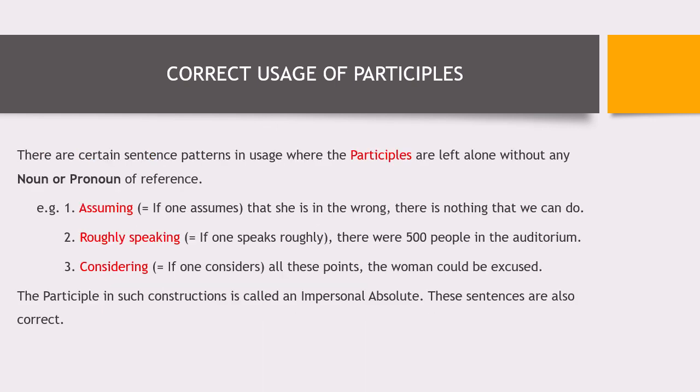There are certain sentence patterns in usage where the participles are left alone, without any noun or pronoun of reference. For example, 1. Assuming. If one assumes that she is in the wrong, there is nothing that we can do. 2. Roughly speaking. If one speaks roughly, there were 500 people in the auditorium. 3. Considering. If one considers all these points, the woman could be excused. The participle in such constructions is called an impersonal absolute. These sentences are also correct.